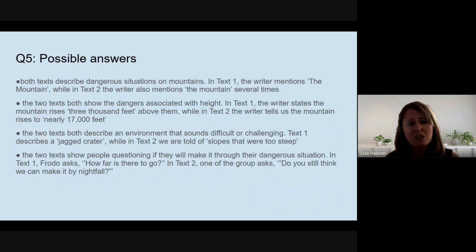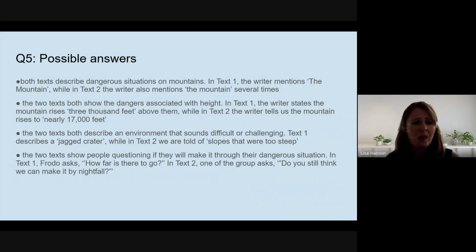So both texts describe dangerous situations on mountains. Text 1, the writer mentions the mountain, and text 2, the writer also mentions the mountain several times. To develop that further, really, you could talk about what implies it's dangerous, and maybe pull out some quotes about how dangerous they are. Height, for example, is another one. And the 2 texts both show the dangers associated with height. So text 1 states the mountain rises 3,000 feet. The other one, the writer tells us the mountain rises to nearly 17,000 feet. You could add to that and obviously say that the height is, of course, implying that it's dangerous if you wanted to.